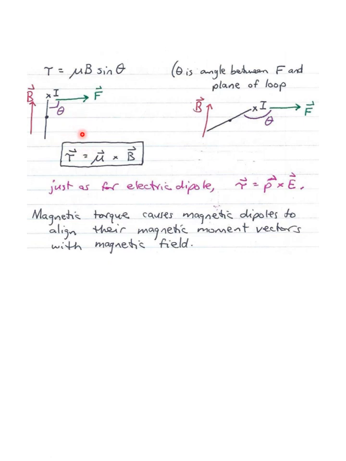Now, as soon as it starts to push, this angle theta is going to change. So it starts getting pushed, theta gets bigger. So the sine of theta is going to get smaller.